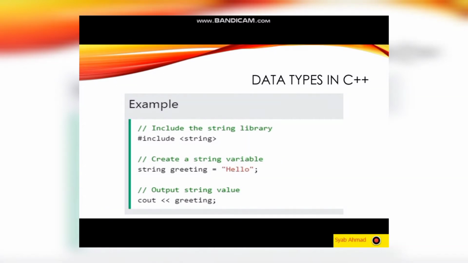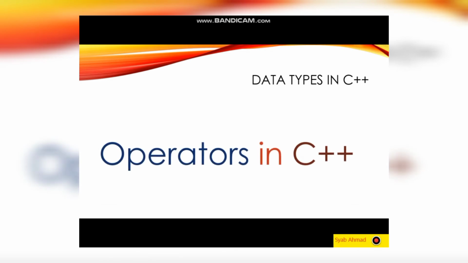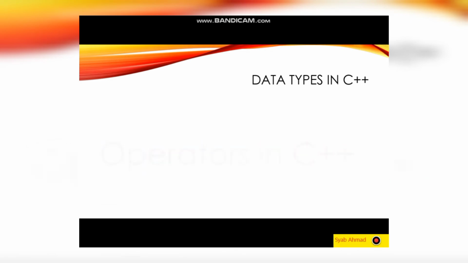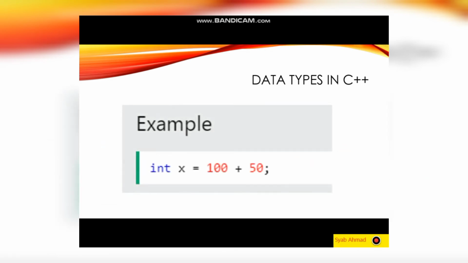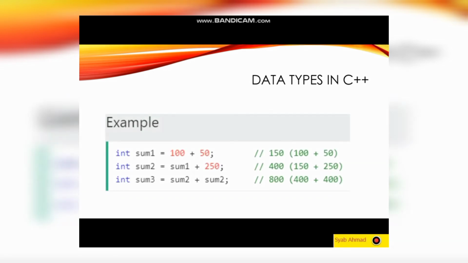C++ operators. Operators are used to perform operations on variables and values. In the example below, we use the plus operator to add together two values. Although the plus operator is often used to add together two values, like in the example above, it can also be used to add together a variable and a value, or a variable and another variable.